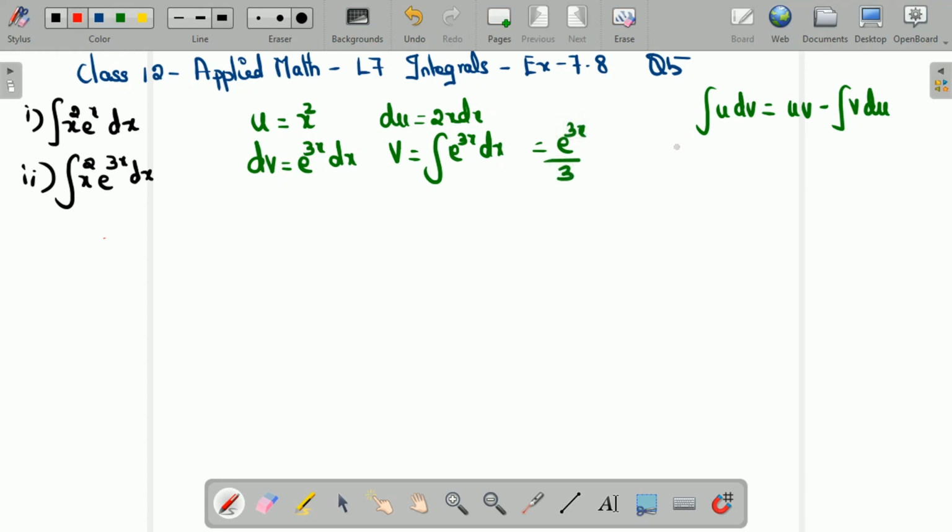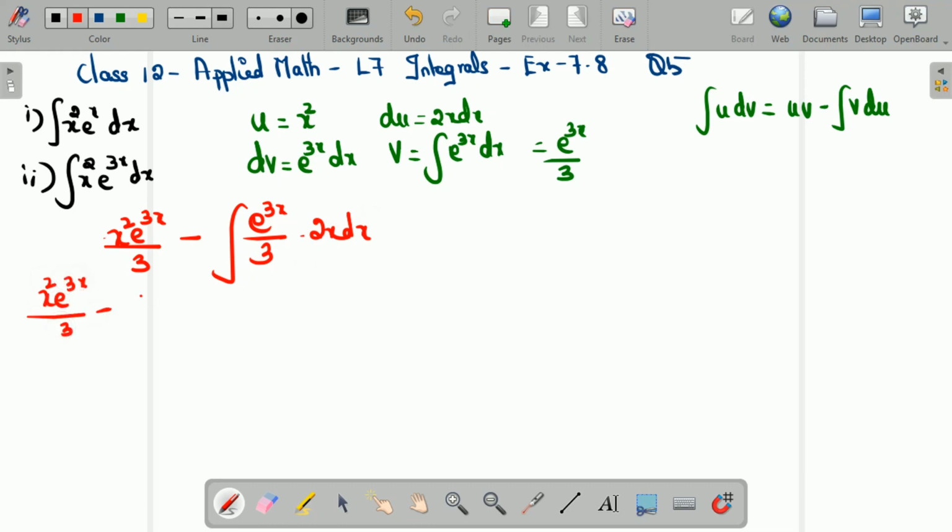Now let's substitute in this particular formula. So it is x squared e power 3x by 3 minus integral of e power 3x by 3 into 2x dx. So this 2 by 3 I can take outside. So it is x squared e power 3x by 3 minus 2 by 3 integral x e power 3x dx. Again, this integration is of this particular form. So let's identify the u1 and dv1. So u1 is going to be equal to x. So du1 is going to be equal to dx.